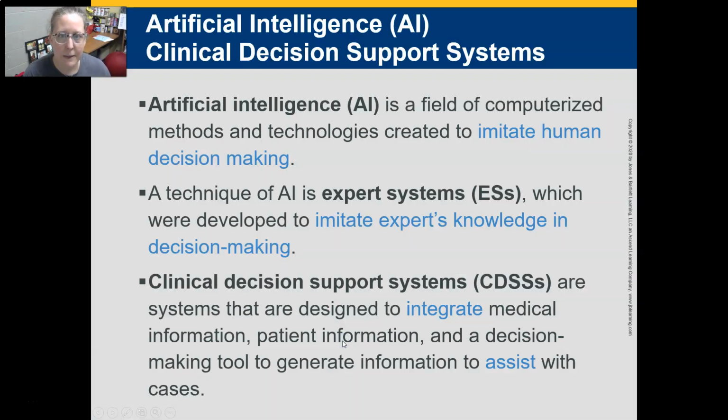Okay, so for this one, we're going to talk a little bit about artificial intelligence and clinical decision support systems. Artificial intelligence is a field of computerized methods and technology that are created to imitate human decision making. One of the techniques of AI that's used in healthcare is the expert system. These systems were developed to imitate experts' knowledge in decision making.